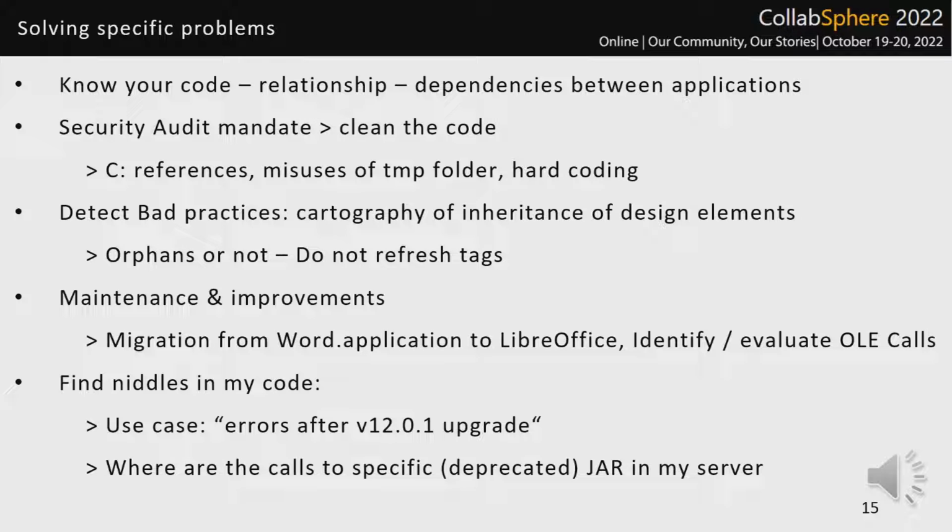We're able to help for maintenance and improvement by identifying, for example, where the code is calling the Word application or Excel application in order to change this to LibreOffice. And we can find some needles in the code. For example, when they updated to V12, they found out that some Java JARs were not present anymore. So we detect where all the code was, and we replace the code with a more compliant and up-to-date Java JAR.